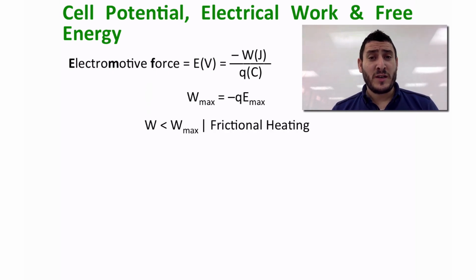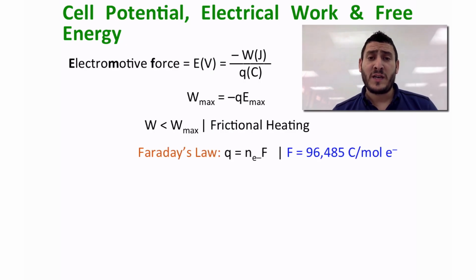It's noteworthy to mention that we can never realize the maximum work from a cell because of the wasted energy through frictional heating when a current flows. However, we can measure the maximum cell potential using an efficient digital voltmeter.